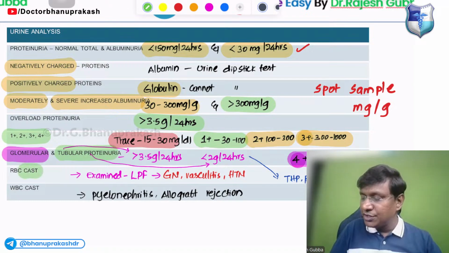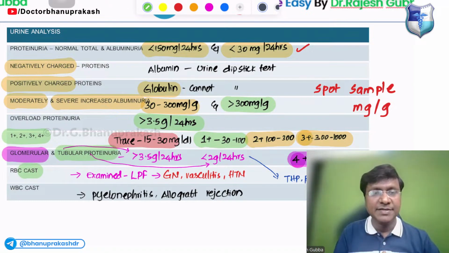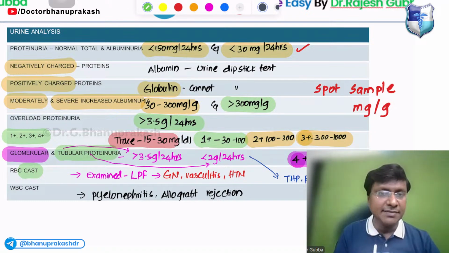Next, very important is you need to be completely aware of the cast, that is the RBC cast as well as the WBC cast. What exactly is a cast? A cast is formed due to precipitation of Tamm-Horsfall protein with abnormal substances. That is what will result in the formation of the cast. Take the RBC cast: it is the RBC combined with Tamm-Horsfall protein. Where exactly is the cast formed? A cast is formed at the level of the distal convoluted tubule.